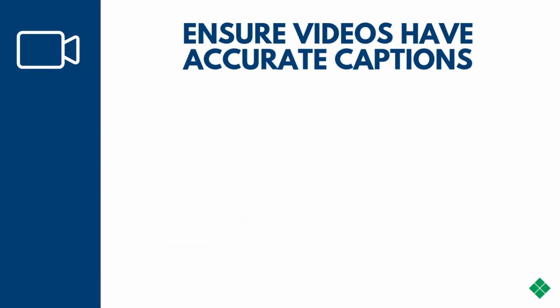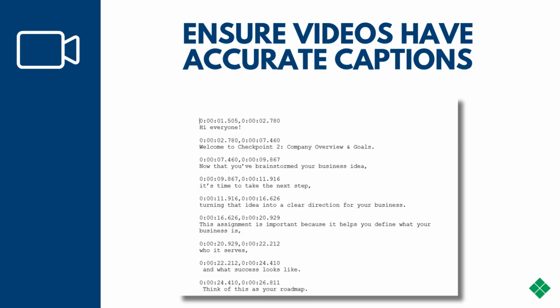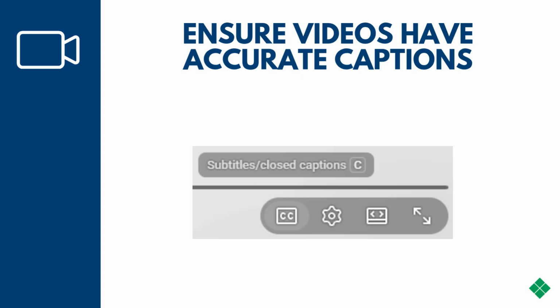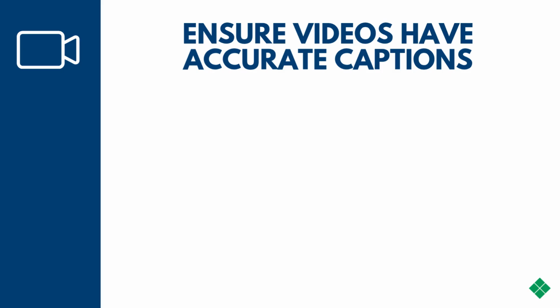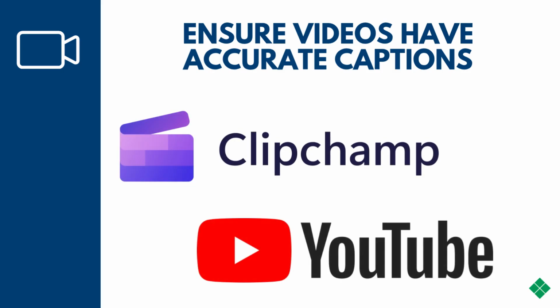For videos you record yourself, use a tool that automatically generates a caption file. Once the file is created, review and correct it before sharing. When you post the video, make sure students can toggle the captions on and off. There are many tools available to help you generate captions and share your video. Clipchamp and YouTube are two that are commonly used at Delaware Tech.